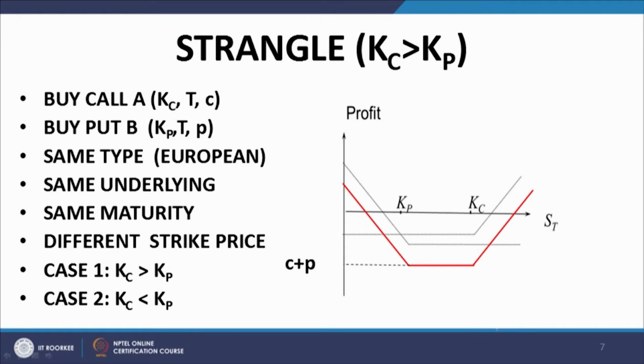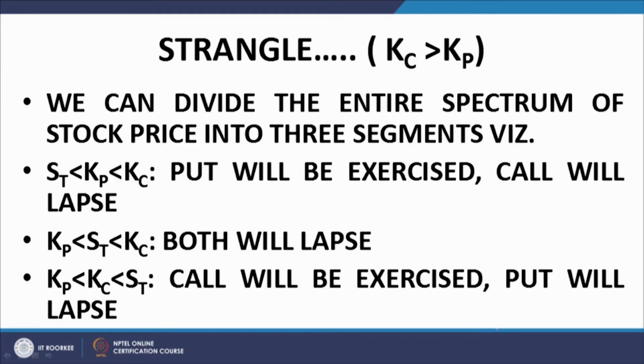Both of them are European, both have the same underlying, both have the same maturity, but have different exercise prices. As I mentioned, we have two scenarios, one K_C greater than K_P, the other K_C less than K_P. I had discussed the scenario where K_C is greater than K_P. In this case, we can split up the spectrum of stock prices into three segments: 0 is less than S_T is less than K_P, K_P is less than S_T is less than K_C, and then K_C is less than S_T.